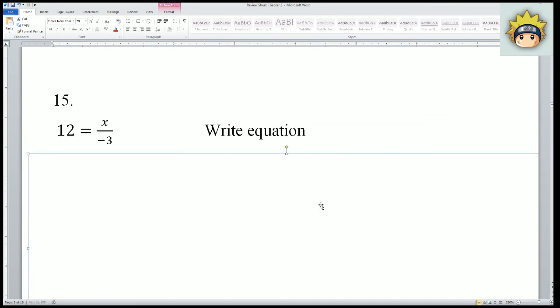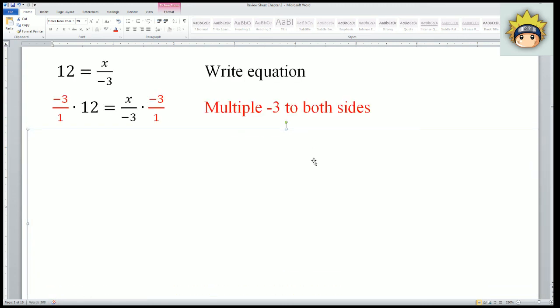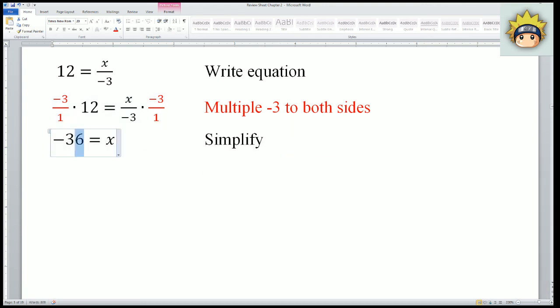Next we have 12 equals x divided by negative 3. What is attached to the x so far? We have a divide by negative 3. How do we get rid of a divide by negative 3? We multiply by negative 3. We have to do that to both sides. Okay, multiply negative 3 to both sides. What does that get you? Negative 3 times 12 is negative 36. Good. The right hand side, what I have left over is an x. Good.